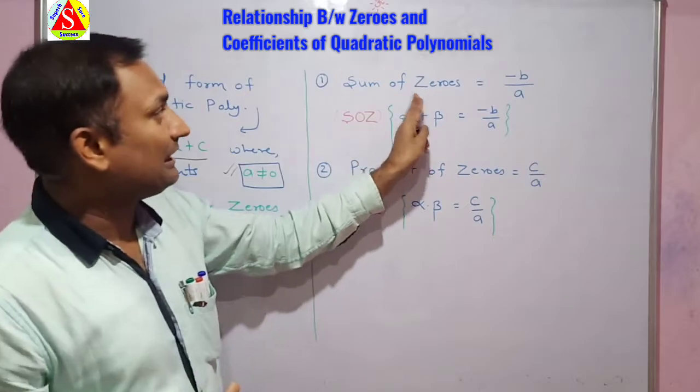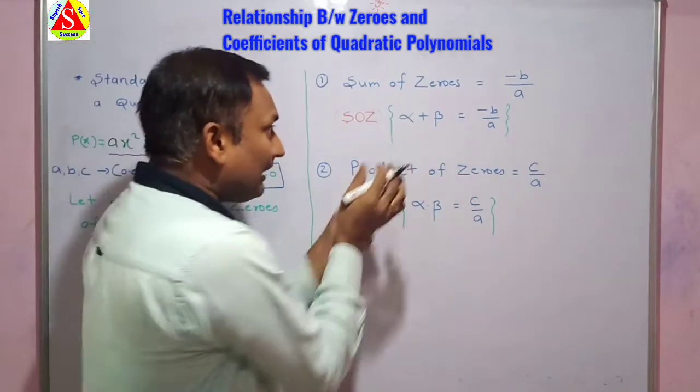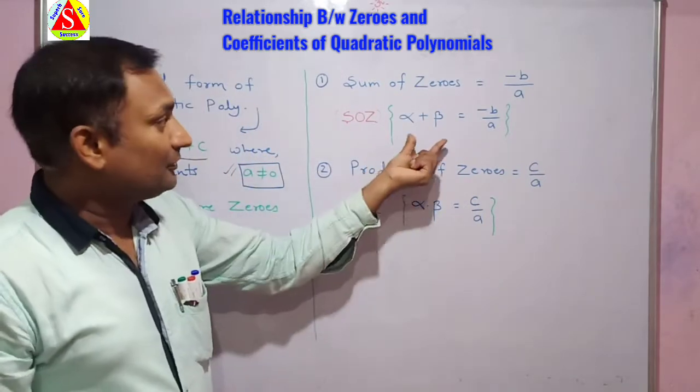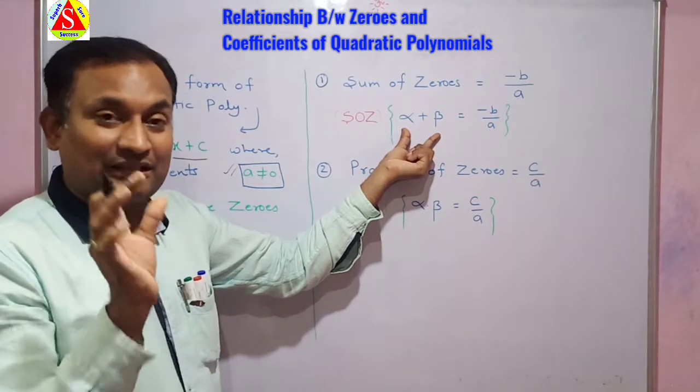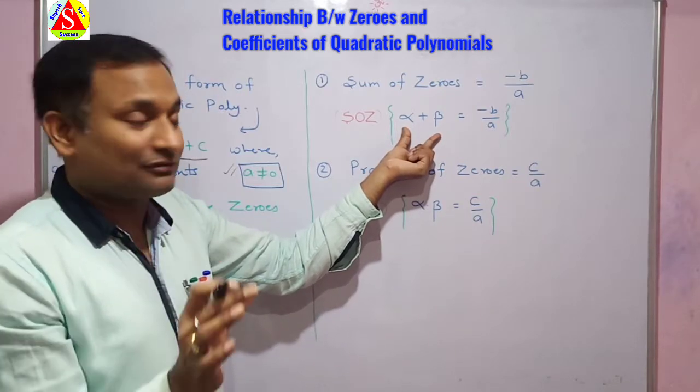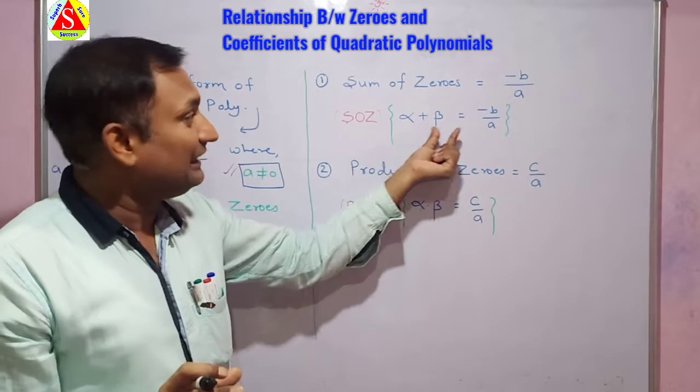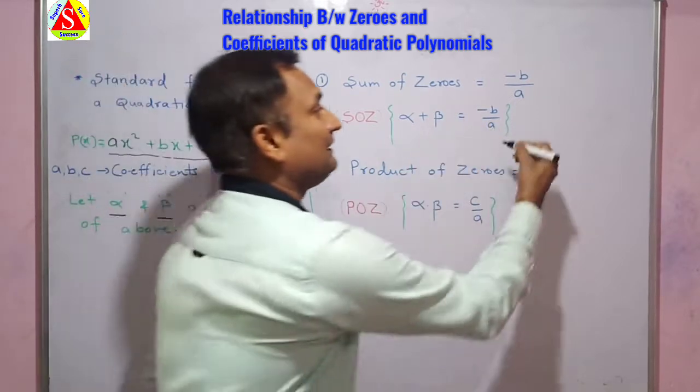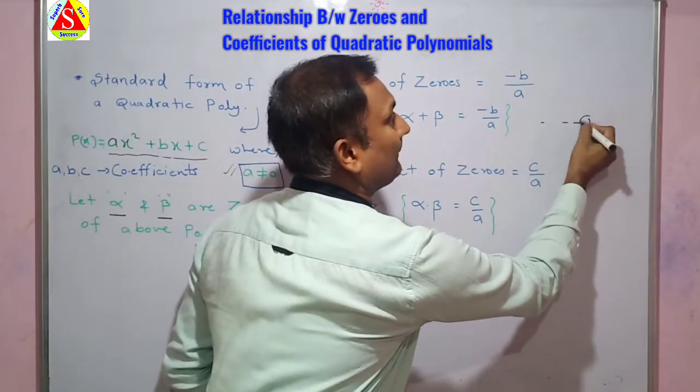So here we have the formula for the sum of zeros: alpha plus beta, where alpha and beta are the zeros, is equal to minus b by a. This is our first formula.